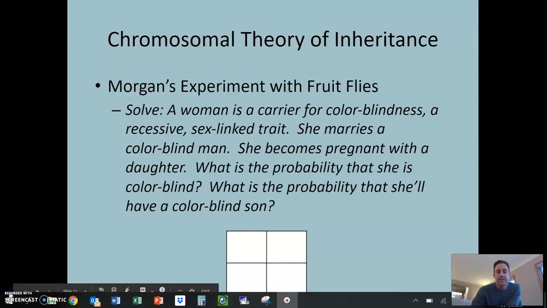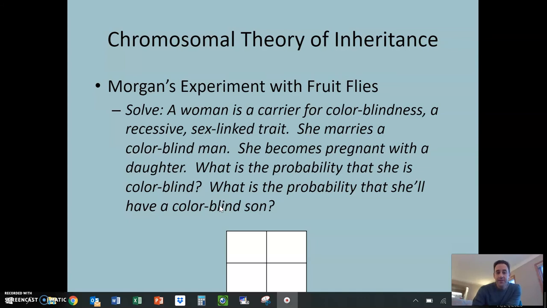And now we're back to this problem that we just solved. Again, since I'm guessing most of you ignored me when I said pull up the slideshow, here's that wording again. She becomes pregnant with a daughter. What is the probability that she is colorblind? And then what is the probability that she'll have a colorblind son? So the way that it's worded matters.